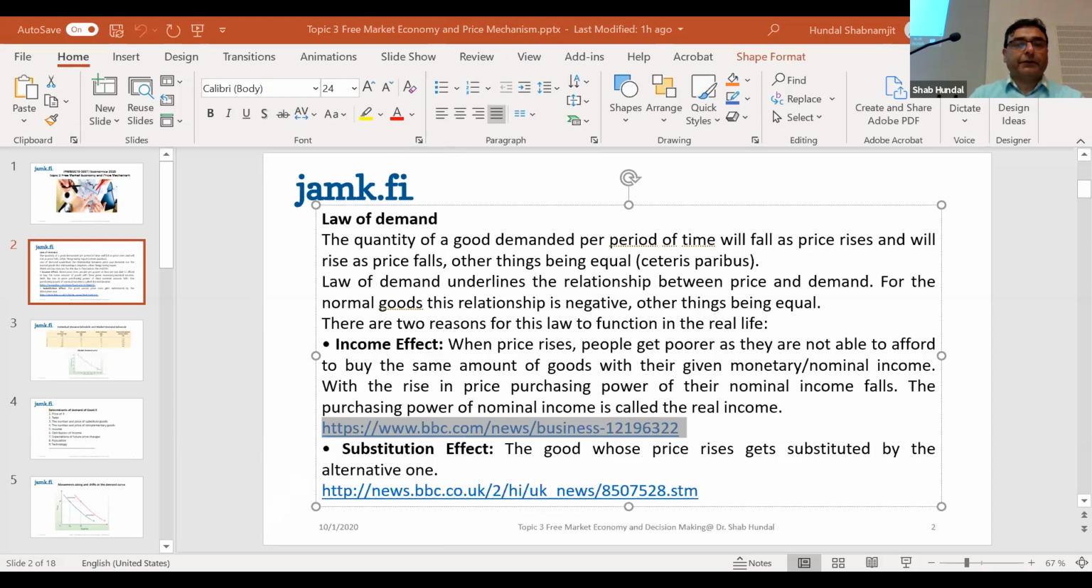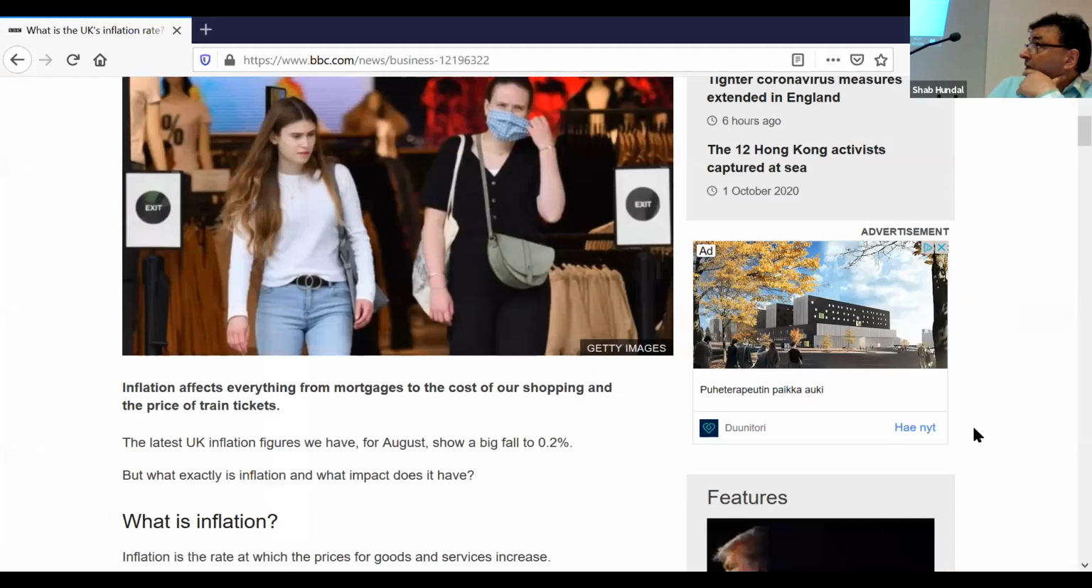Let me check it for you. I hope I'm sharing it with you now. Yeah, it is getting shared. This is... and this is basically inflation. Sorry? Am I not sharing it? No, right now we can't see that. You can't see it? No. Now we can see.